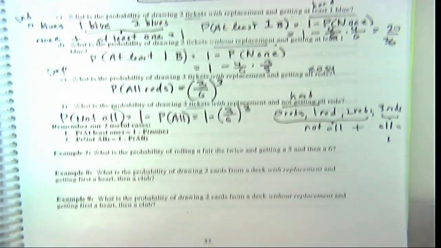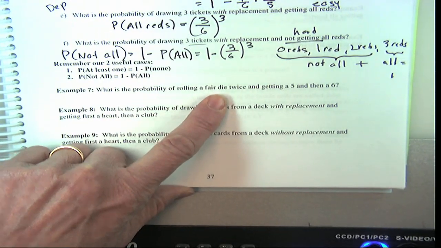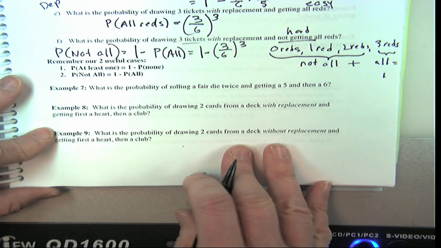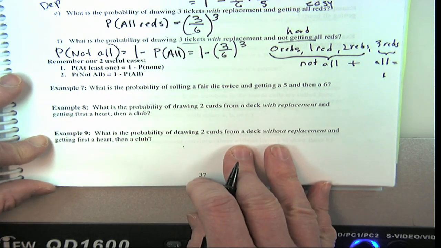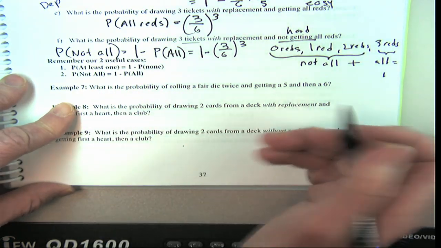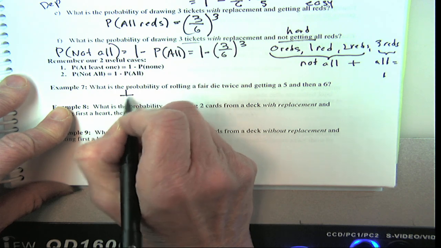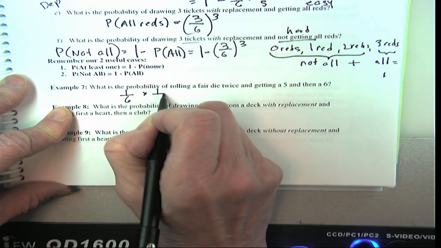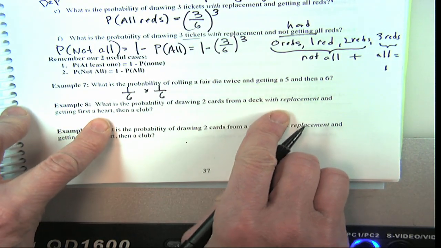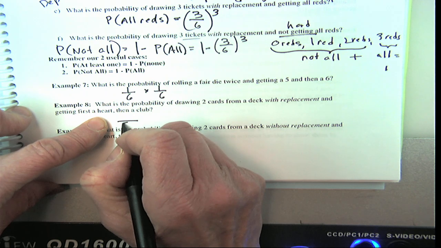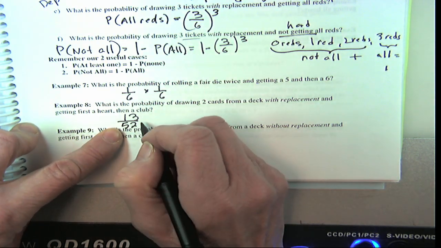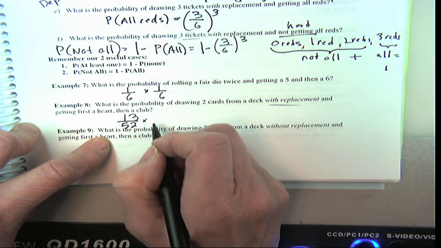All right, what's the probability of rolling a fair die twice and getting a 5 and then a 6? All right, these are just simple ones. We'll just do these. A 5 and then a 6. So the probability, that's 1/6, you multiply times 1/6. What's the probability of drawing 2 cards from a deck with replacement and getting first a heart and then a club? Well, there's 52 cards and there's 13 hearts and there's 13 clubs, but it's with replacement, so it's just that.